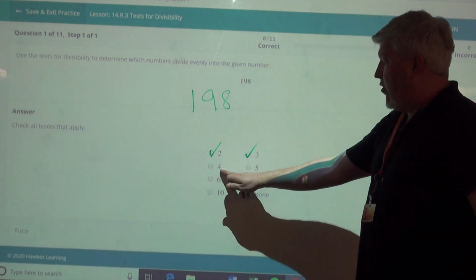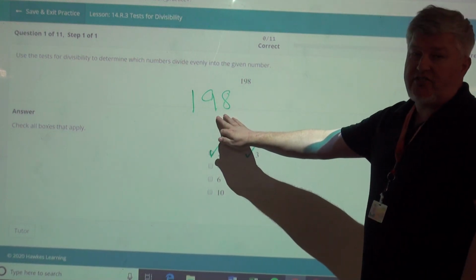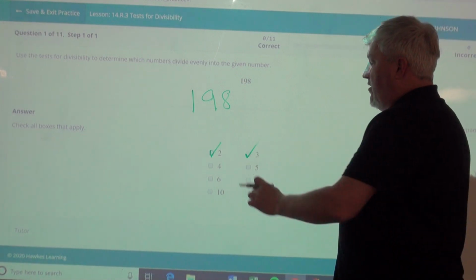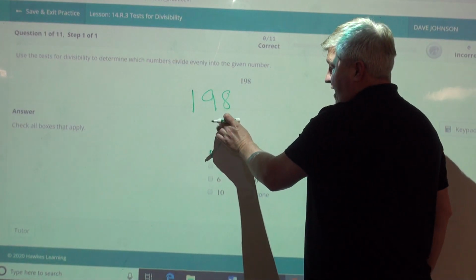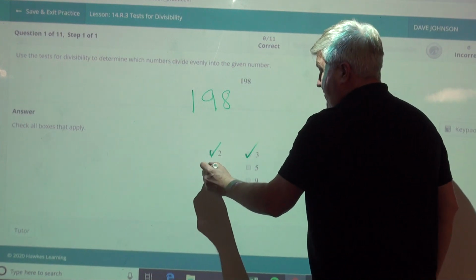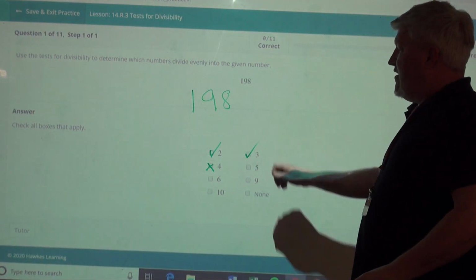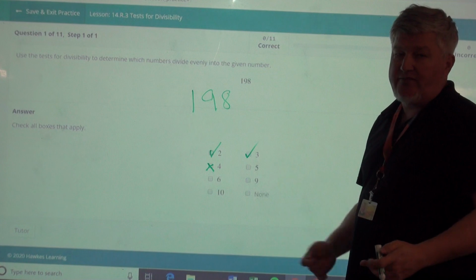The number 4, can I divide the last 2 digits evenly by 4? Well, 4 goes into 9 twice with a remainder of 1. 18, no. Okay, if you need to use your calculator, that's fine. Just do 98 divided by 4.